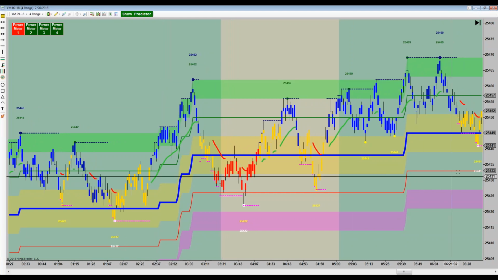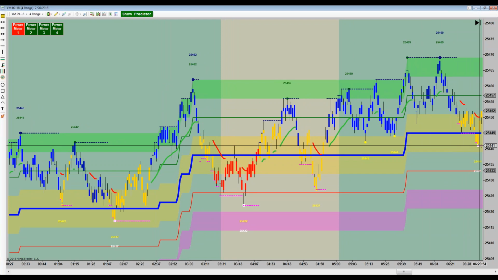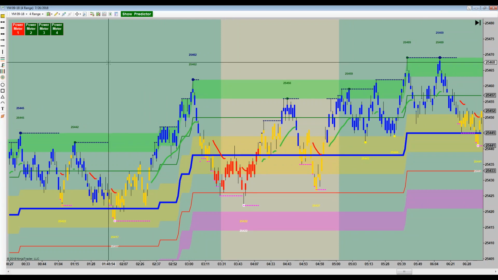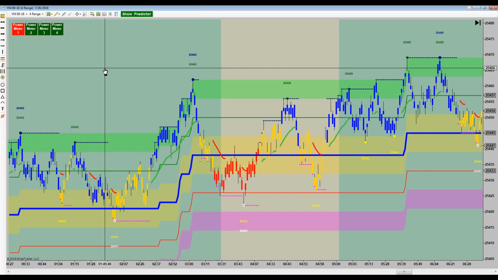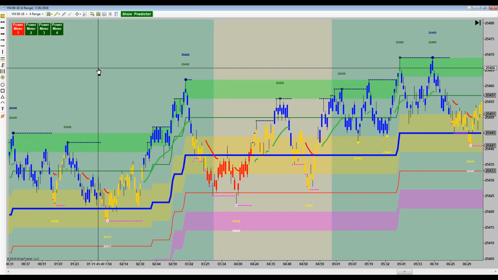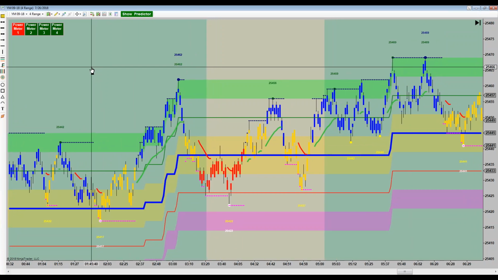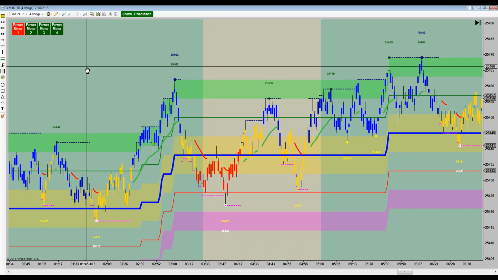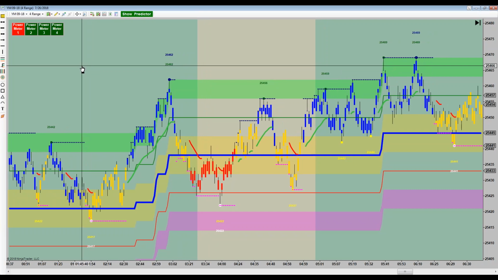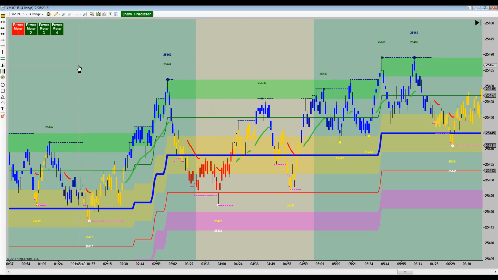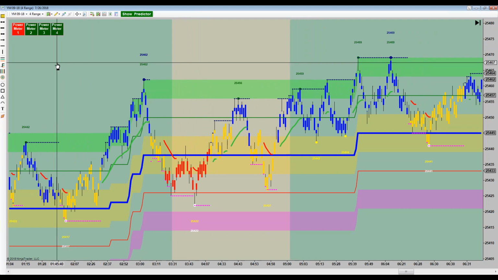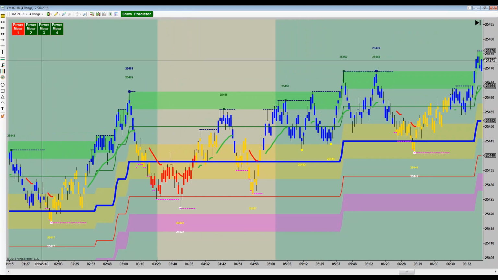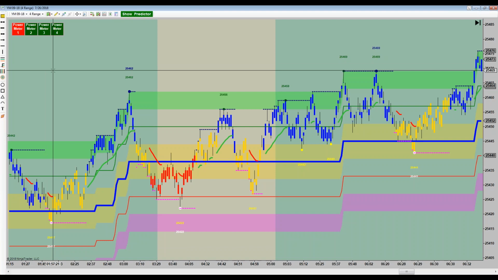There's 6:29 and 50. So this is the market open right here. These candles right here is the equity market open. 6:30, 6:31, 6:32. Okay, I'm going to stop it right there.